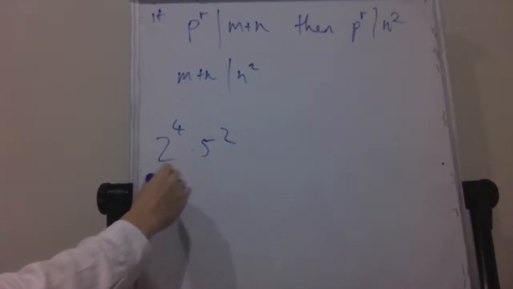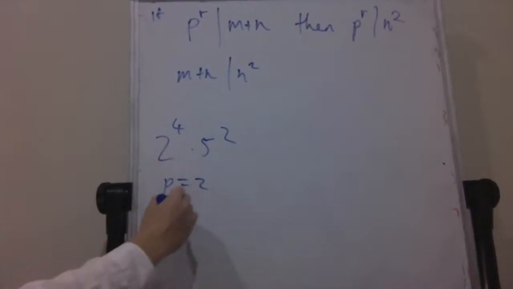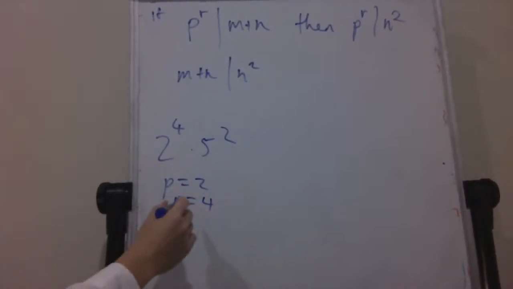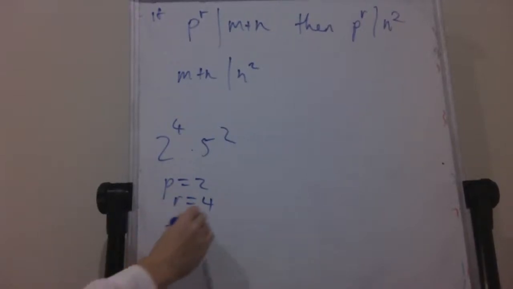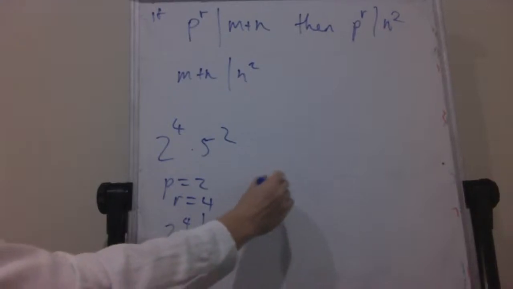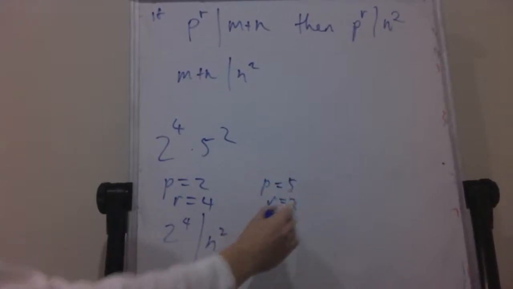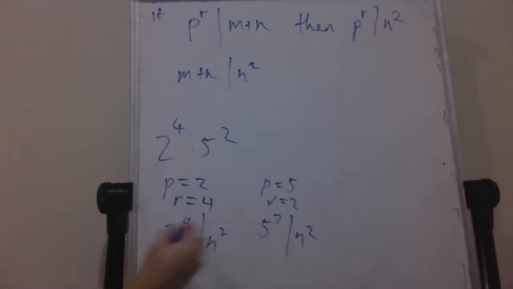So then you just let P equals 2, and R equals 4. So then 2 to the 4 divides N squared. And then you let P equals 5, R equals 2, and then 5 squared divides N squared. And if 5 squared and 2 to the 4 divide N squared, then since they're co-prime, the LCM divides. Yes, I get it now. Because you can just repeat it any number of times.